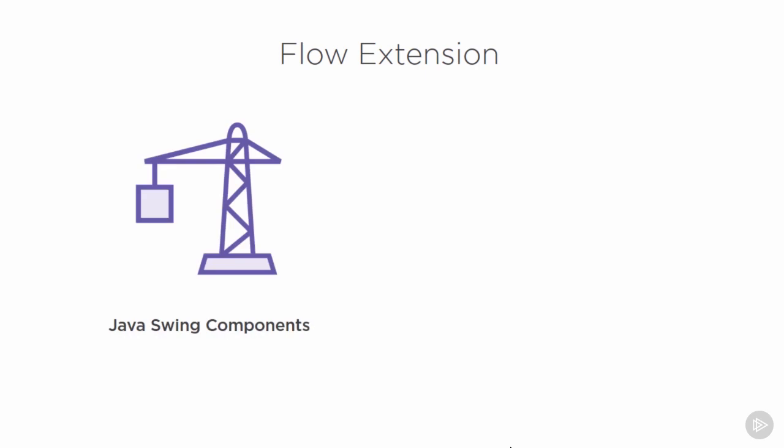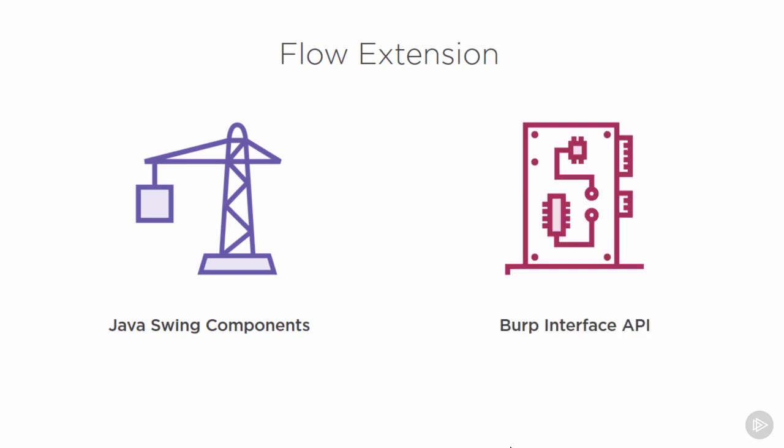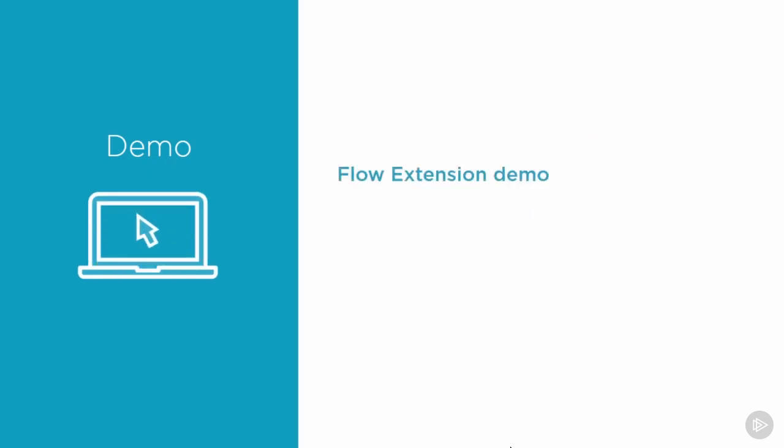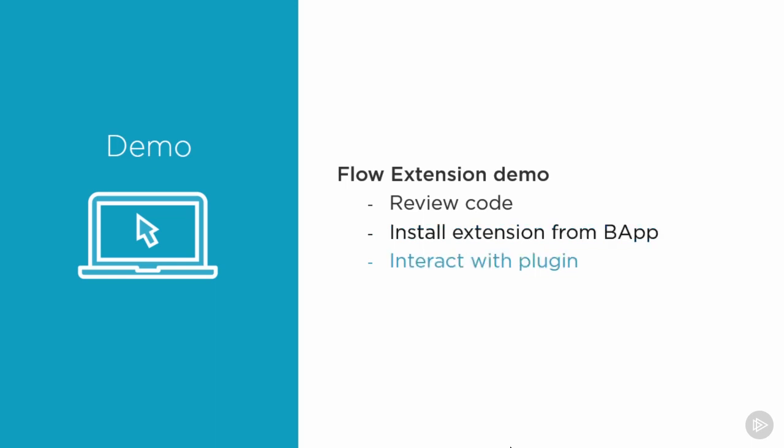Now, as we take a look at the source code for this particular Java extension, you're going to notice that there's a lot of Java Swing components that provide not only a new tab but also a pop-up menu and several calls that we'll see to the Burp Interface API. So without further ado, let's go ahead and dive right into this Flow extension. We're going to review the code. We're going to install the particular plugin from the BApp store this time. And then we're going to interact with that plugin by running it against a live site.